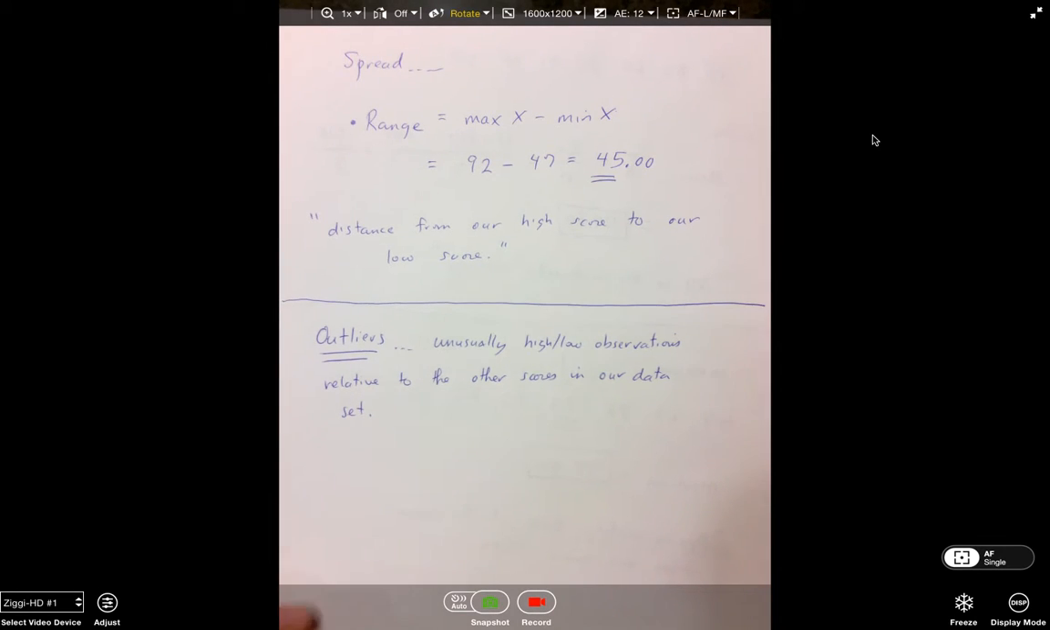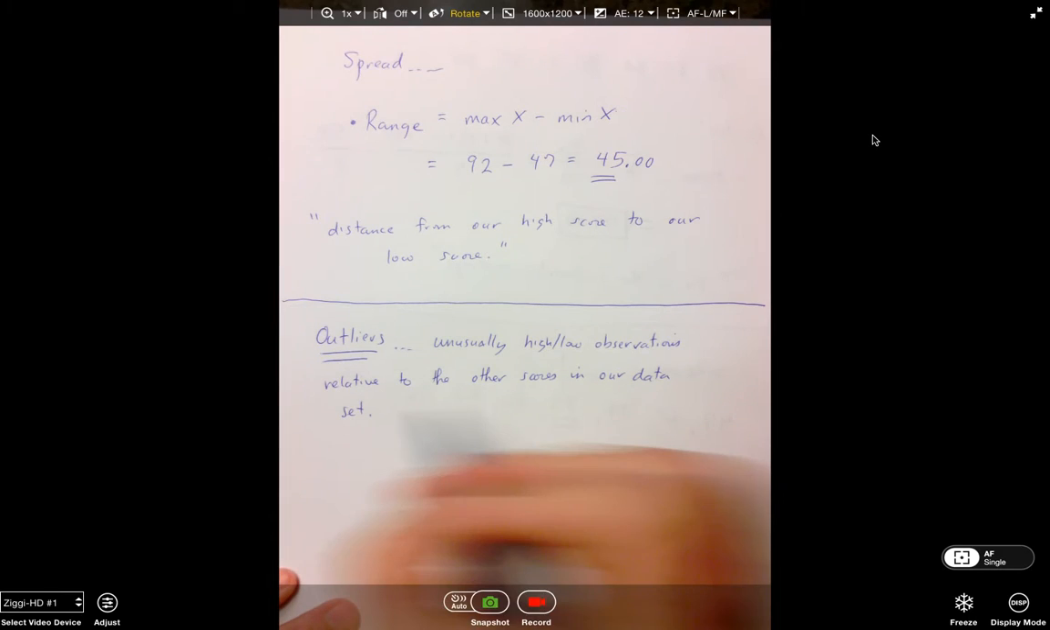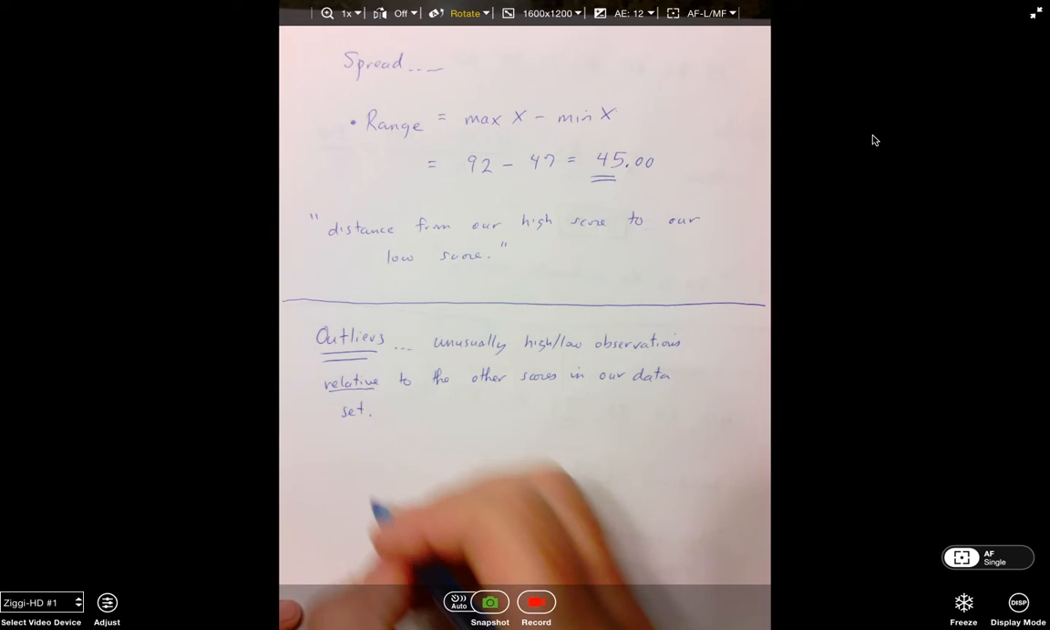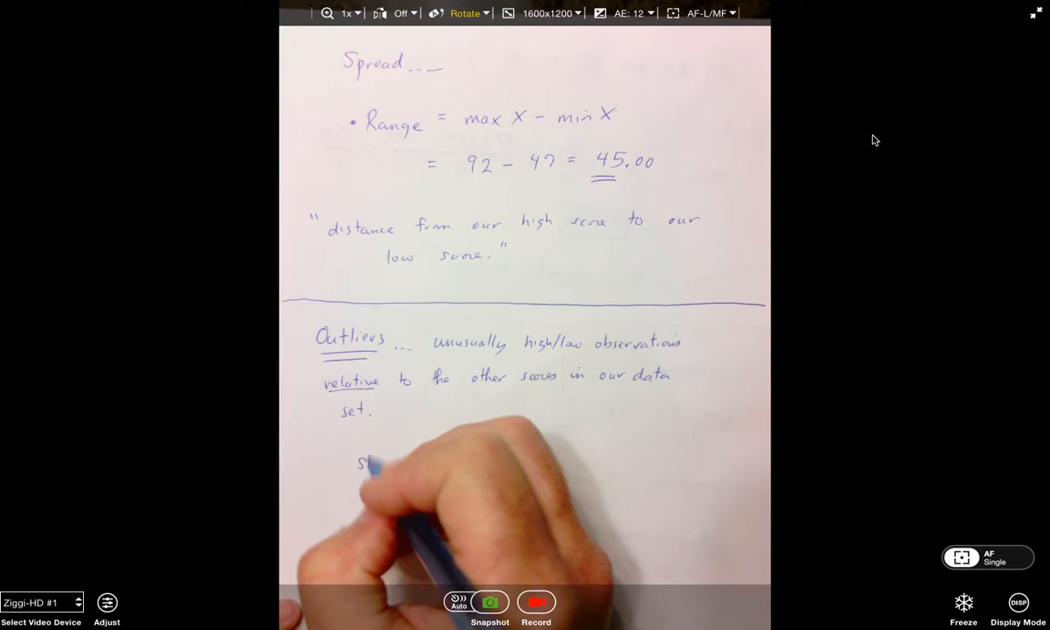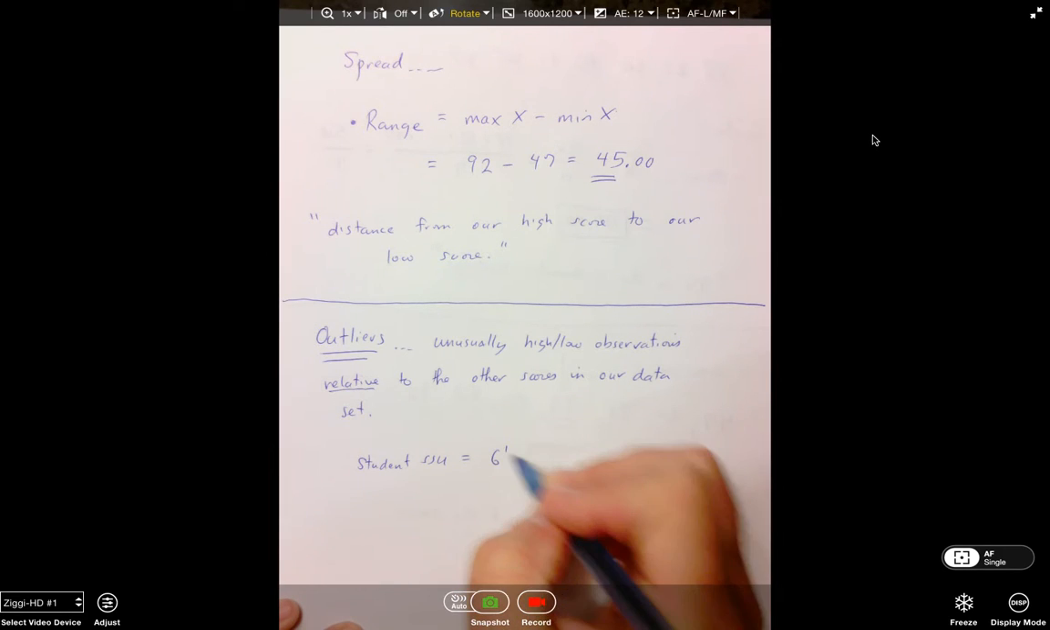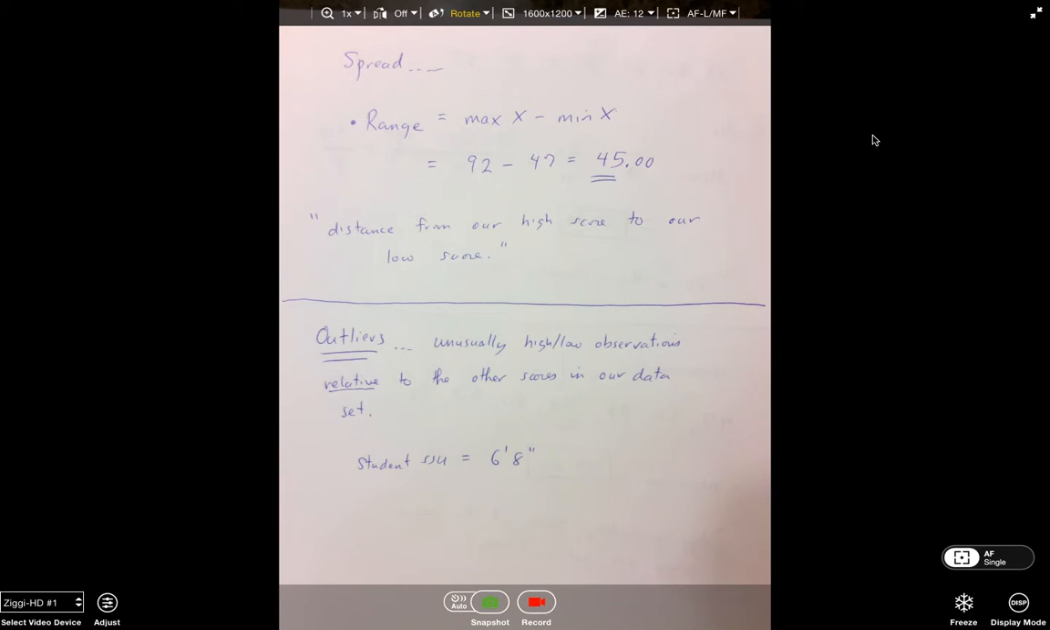Now, the reason that we have to bring in this relative to, let's say that we have a student at Shawnee State University that's 6 foot 8 inches. Relative to the heights of other students at Shawnee State University, is that an unusually high or low observation?